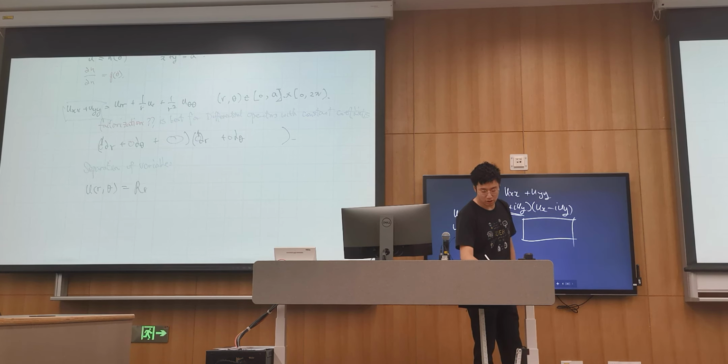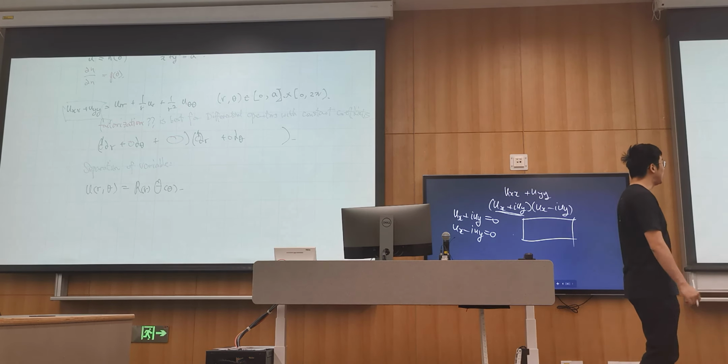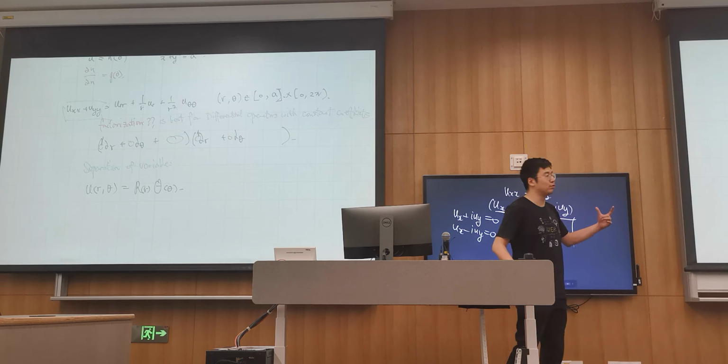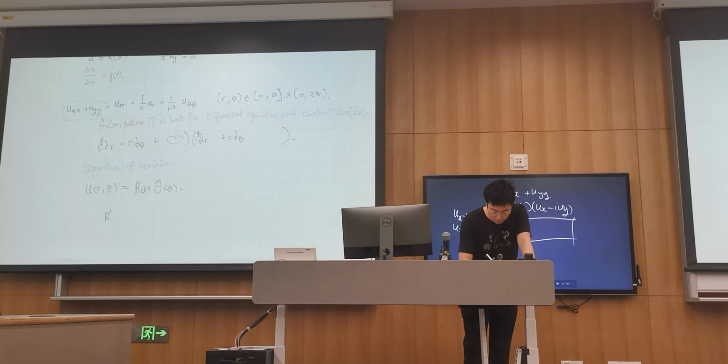R times theta, and then put it back into our PDE. Then we will be obtaining something like R double prime times theta, plus 1 over r times R prime times theta, plus 1 over r squared times R times theta double prime, which equals 0.